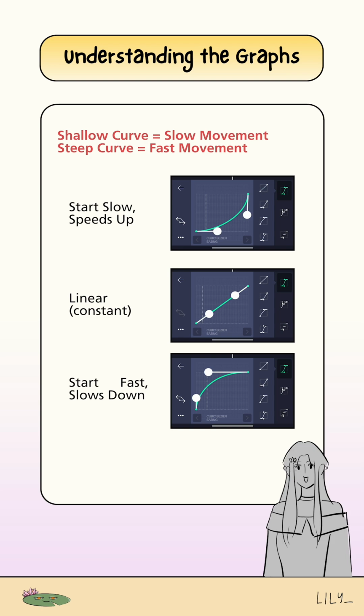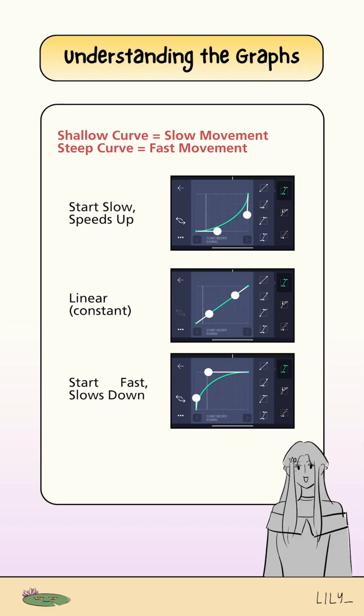A shallow curve, just think of it as a smooth curve, right? They usually showcase slow movements. Like they go fast and then they go slow. But if your curves are steep, like it sharply goes up or goes down, those are fast movements, so you have to take note of that. But if your graphs are linear, just a straight line, that means the movements are constant.